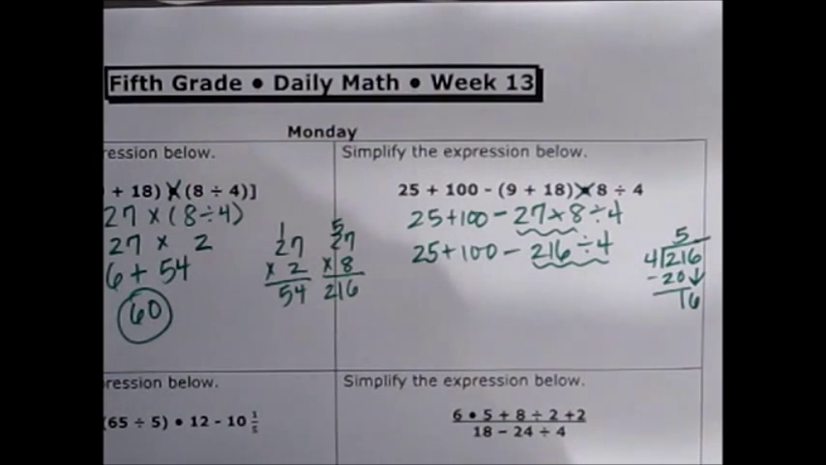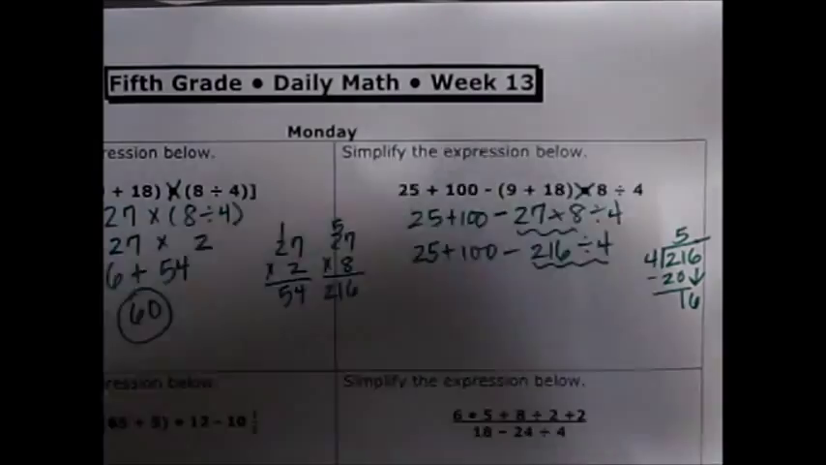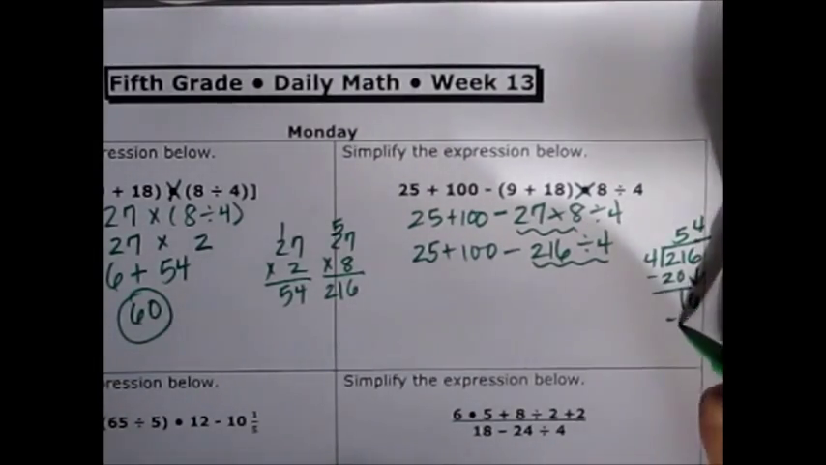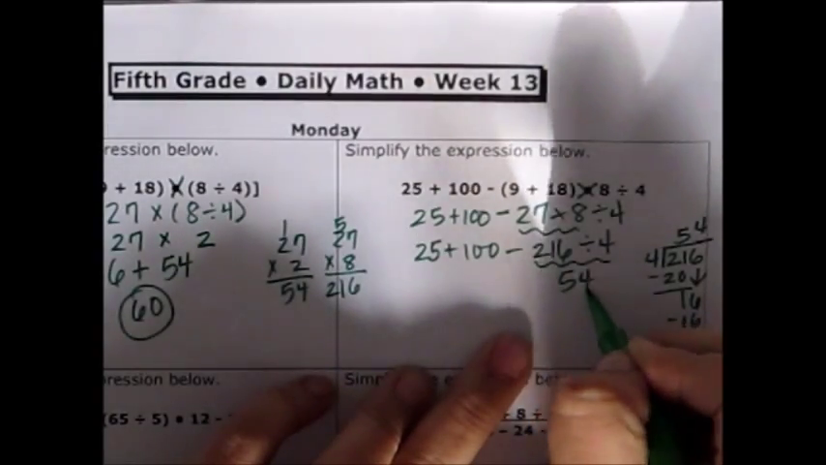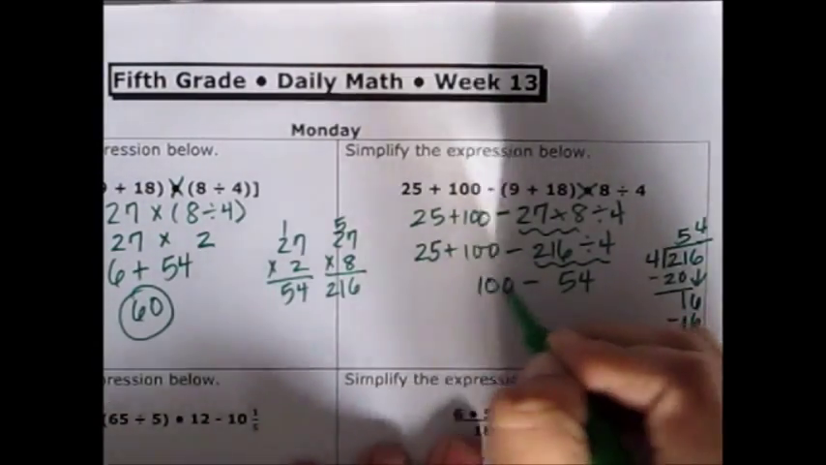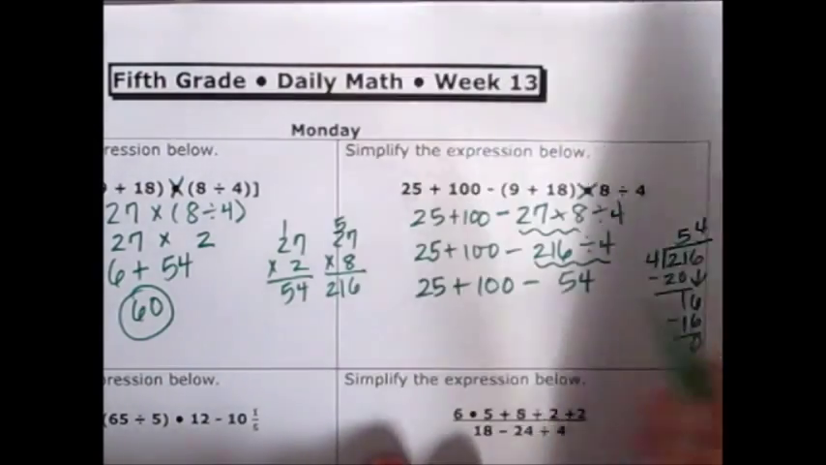4 times what would give me the closest to 16? Well, I know that 4 times 4 is 16. So then that equals my answer, right? 54. Come back and I rewrite. I see that I no longer have multiply or divide.